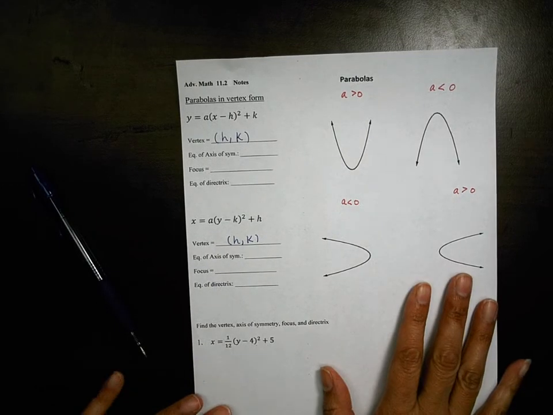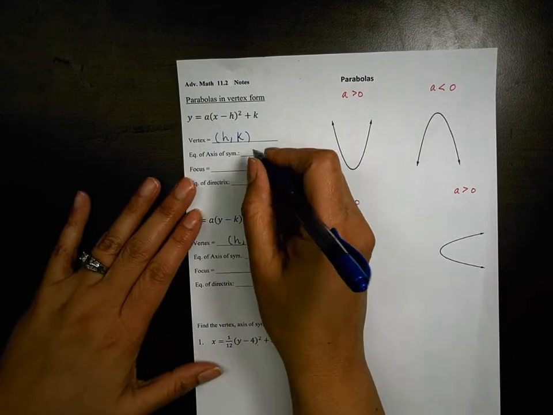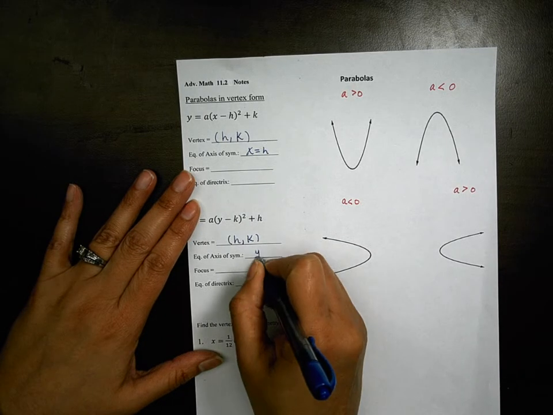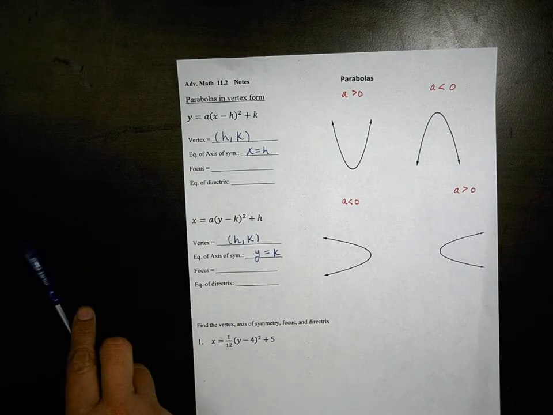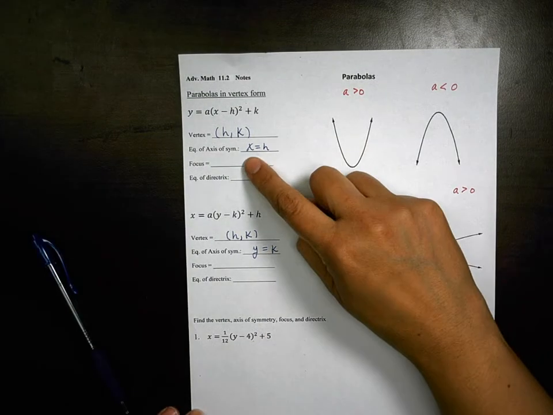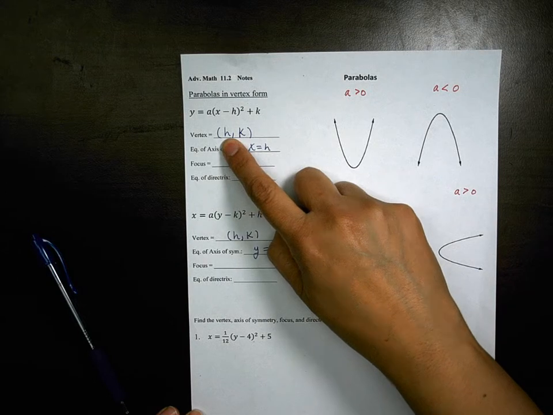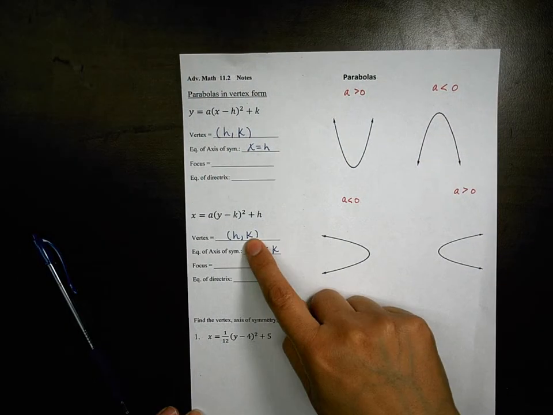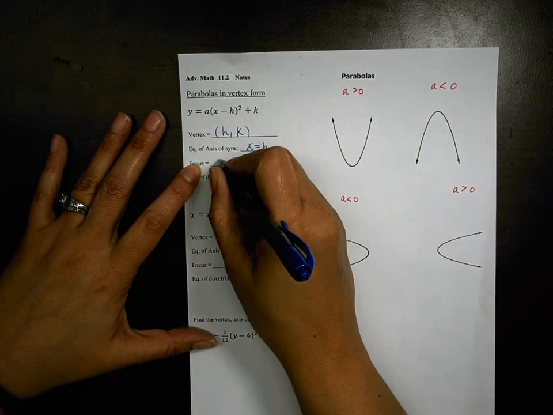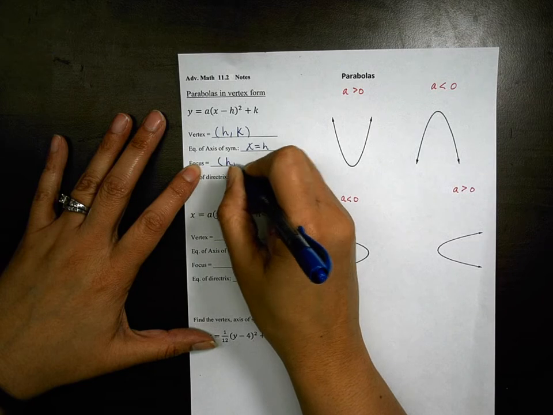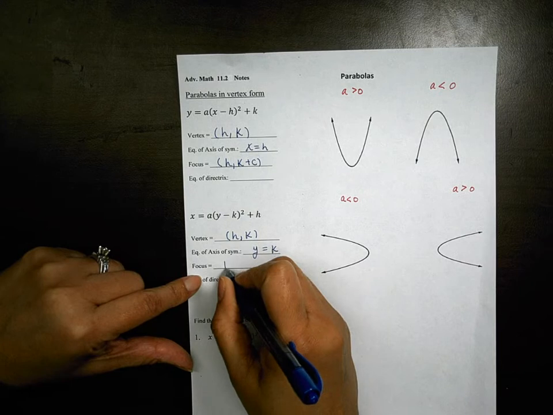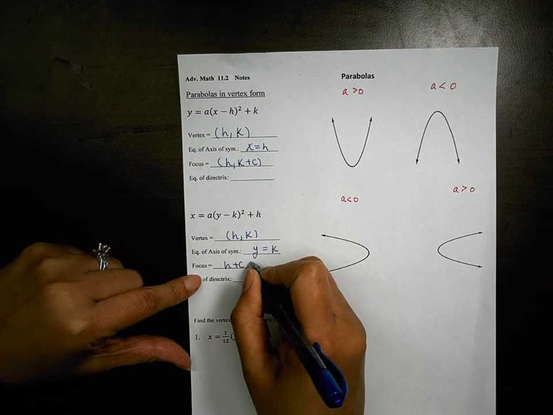Okay, equation for the axis of symmetry. For this one up here is x equals h. For this one down here is y equals k. As you can see, this one up here, it's x equals the x value of your vertex. This one here, it's y equals the y value of your vertex. This focus is h comma k plus c. This focus is h plus c comma k.